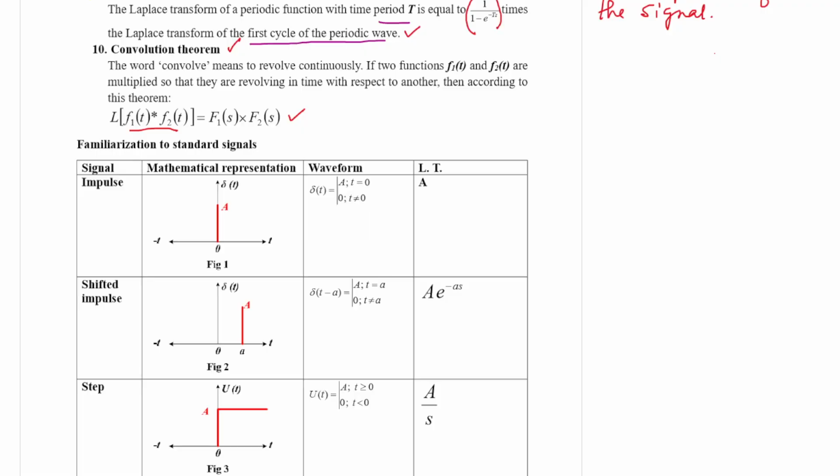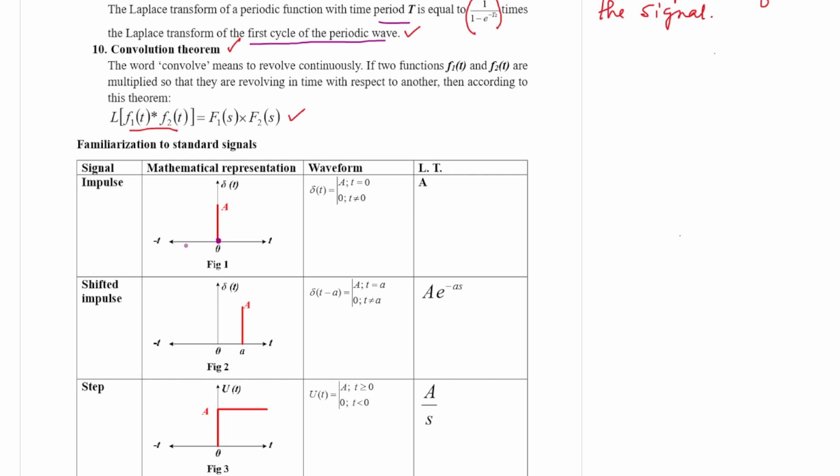So let us familiarize ourselves with some standard signals. Before starting, let me make a comment that for each signal we shall see two versions. First is the standard version, and second is a shifted version. By standard version I mean a standard signal that starts from zero.